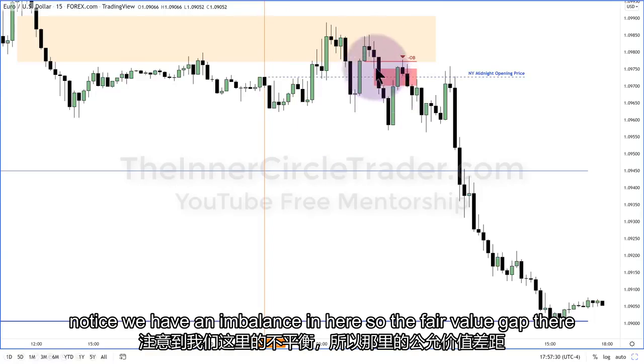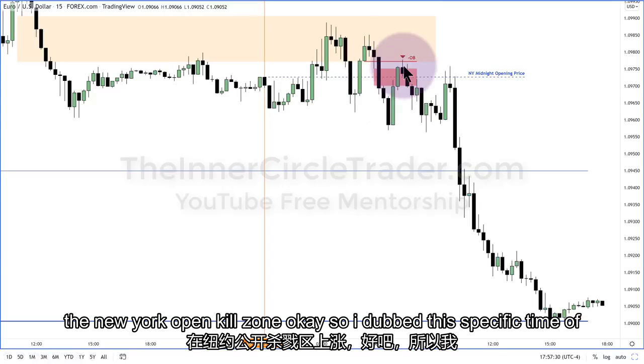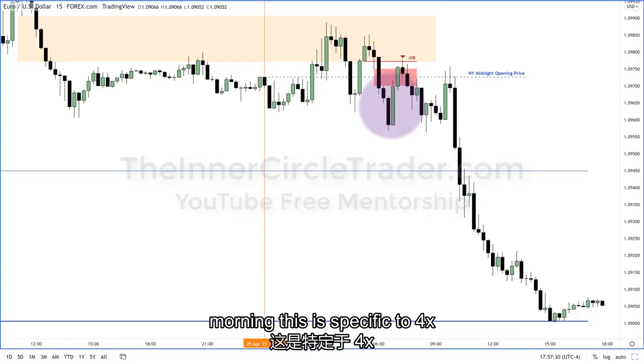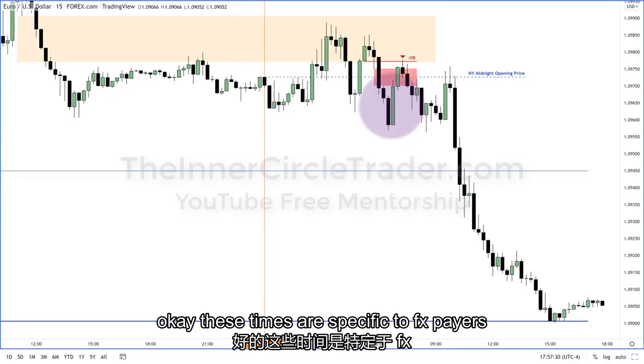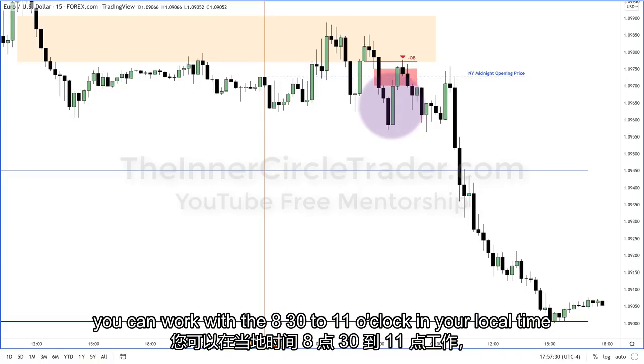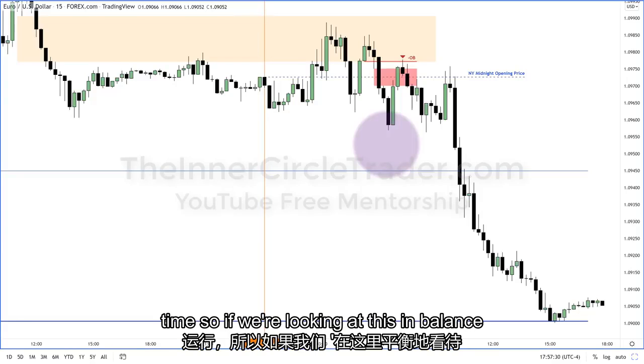Notice we have an imbalance in here. So we have a fair value gap there, and price runs up during the New York open kill zone. Okay, so I dubbed this specific time of day between 7 o'clock in the morning New York time to 10 o'clock in the morning. This is specific to Forex. Okay, these times are specific to FX pairs. If you're going to trade an index, don't worry about that. You can work with the 8:30 to 11 o'clock New York local time. But for Forex, the algorithm is going to operate on these specific elements of time.